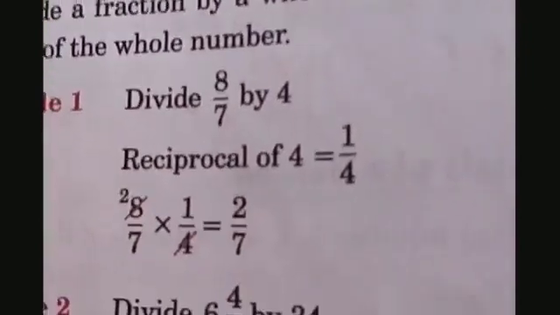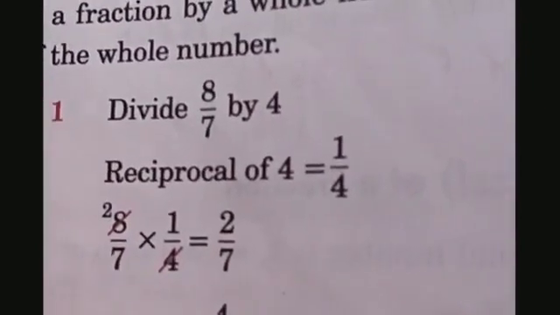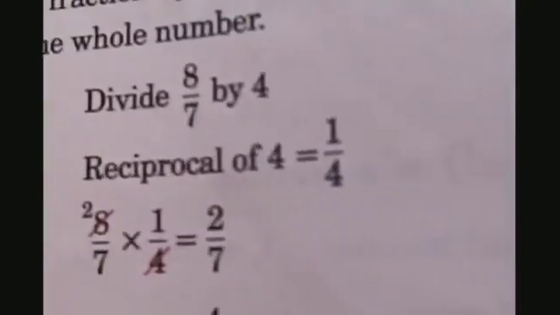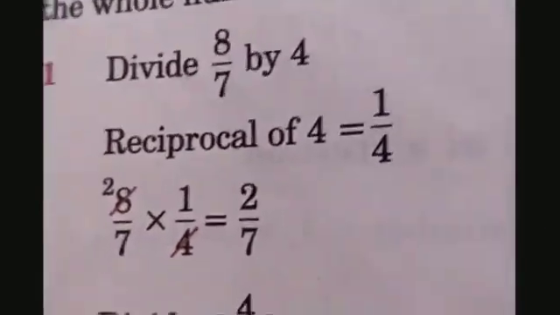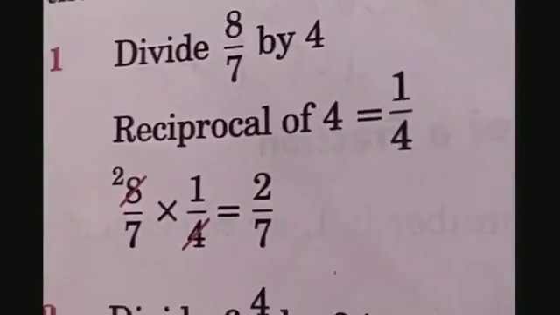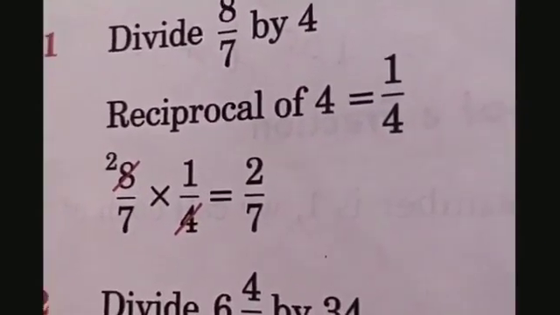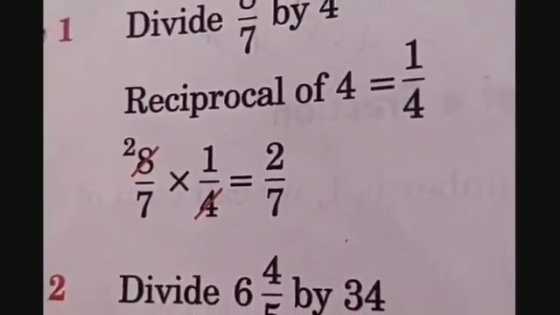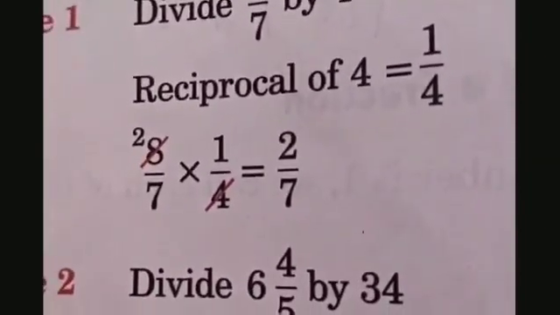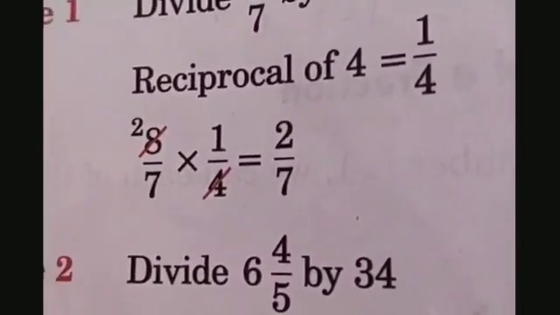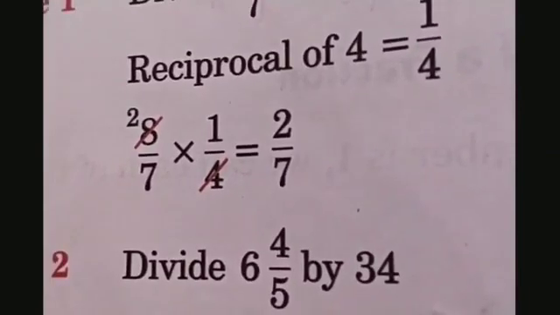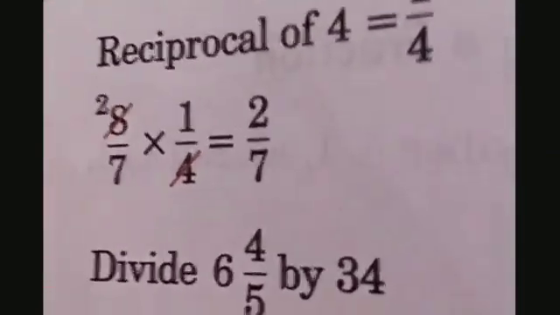Okay. So see here, we found the reciprocal of 4, that is 1 by 4. I have told you this before. Then we multiply the numerators and the denominators. So 4 to 8, so there will be 2 multiplied with 1 by 7. So the answer will be 2 by 7.